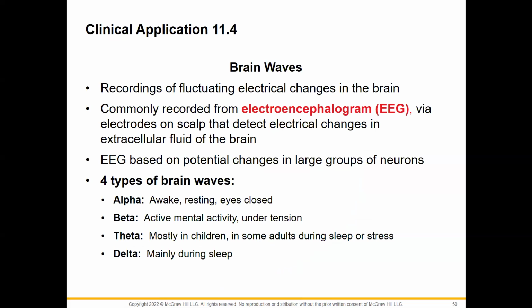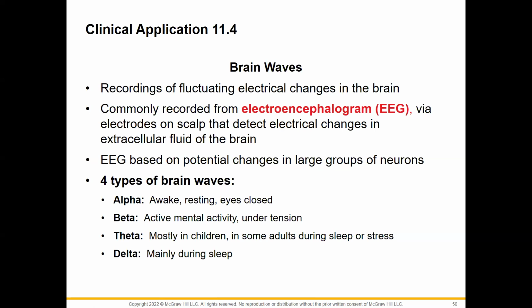So EEG, electroencephalogram. When you break this word down, a gram is a recording. Remember, cephalo refers to the head. Encephalo refers to the brain. Electro refers to electricity or electrical charges. So the electroencephalogram is the machine that records electrical activity of the brain. It records the electrical changes in the extracellular fluid of the brain.